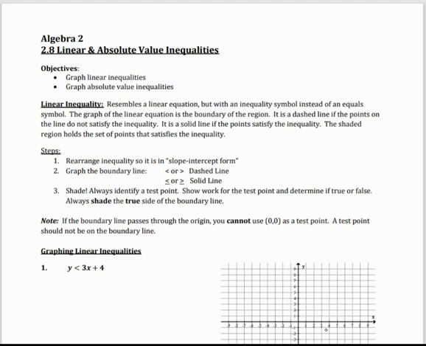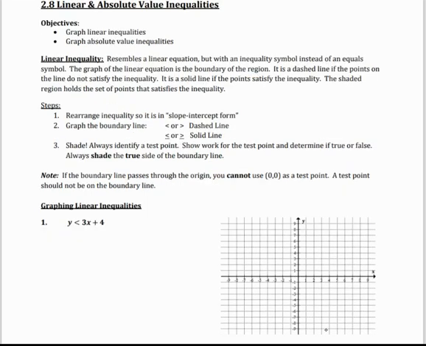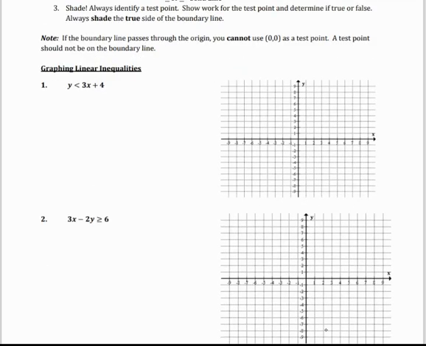Then we always shade. That's the part of the inequality. There's always more solutions. So we can use a test point that's not on the boundary line and determine which side to shade. Okay, so let's do one together here.